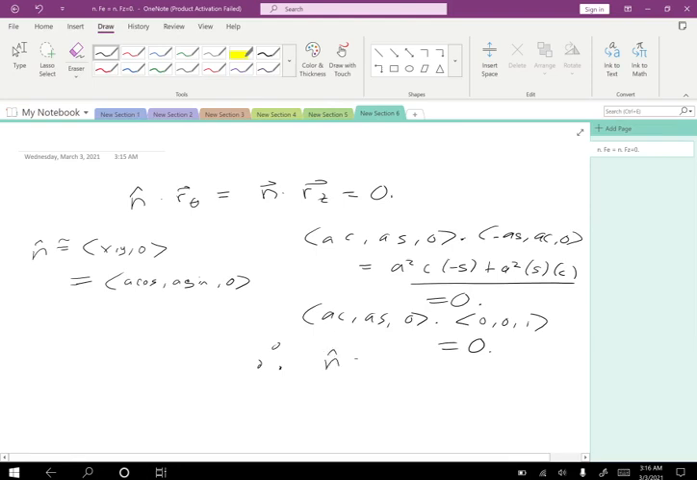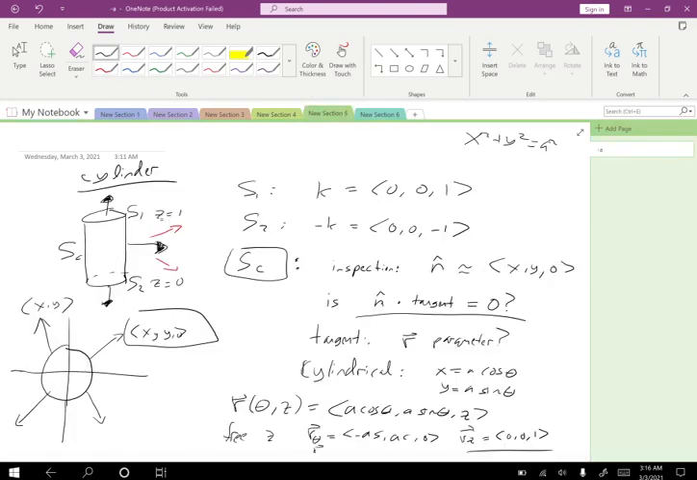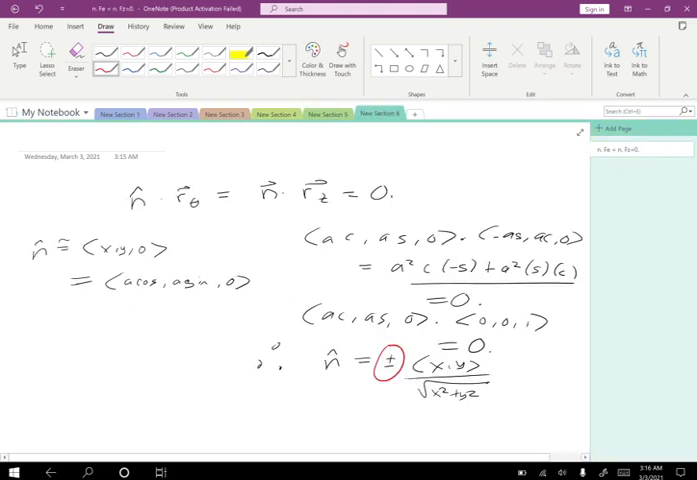n is going to be plus or minus x, y divided by the square root of x squared plus y squared. So now which one do we choose? Do we choose the plus or the minus? I think the plus is clear, right? We should choose that plus sign because it's the outward normal vector. So we choose that plus sign.